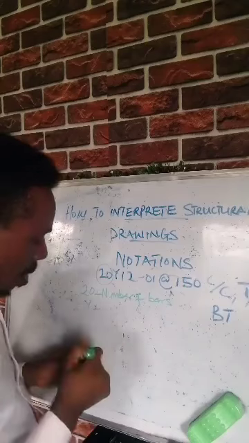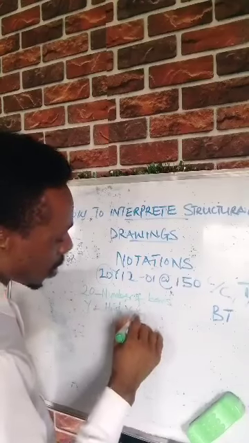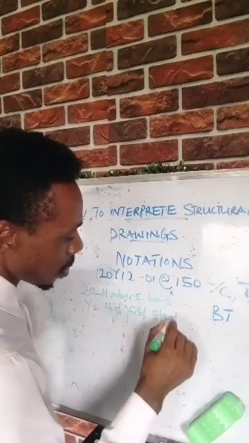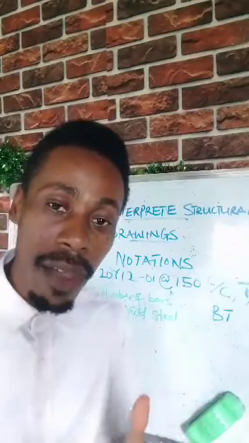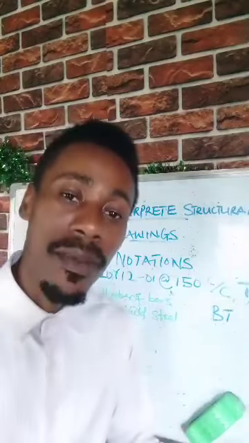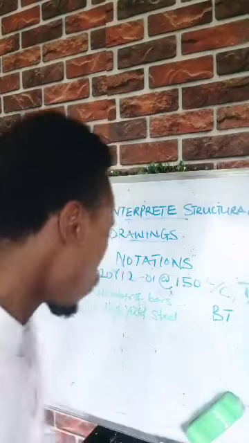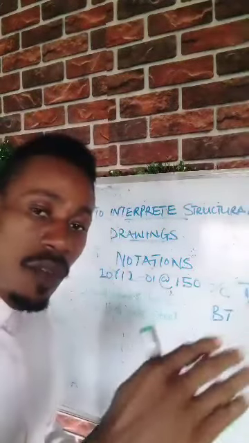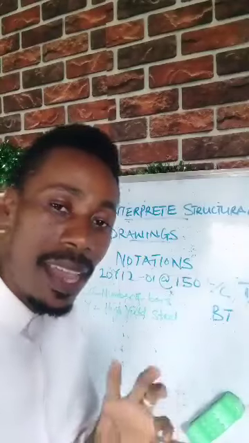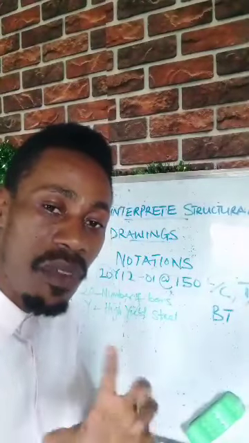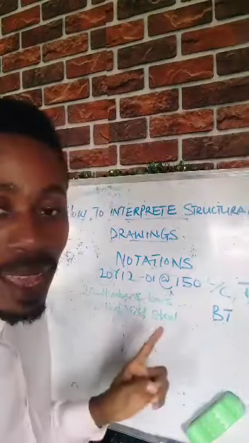Then this Y here, let's say 20 is the number of bars. The Y here stands for high yield steel. High yield steel are those steel that have tensile strength of about 410 Newton per millimeter square, 460 Newton per millimeter square, and so on. When you have such grades of steel, it means that it's a high yield steel, and most times they have a deformed surface texture. Such steel are what we refer to as high yield steel.